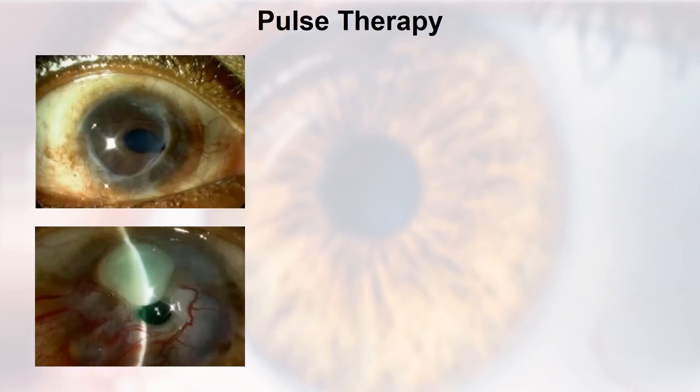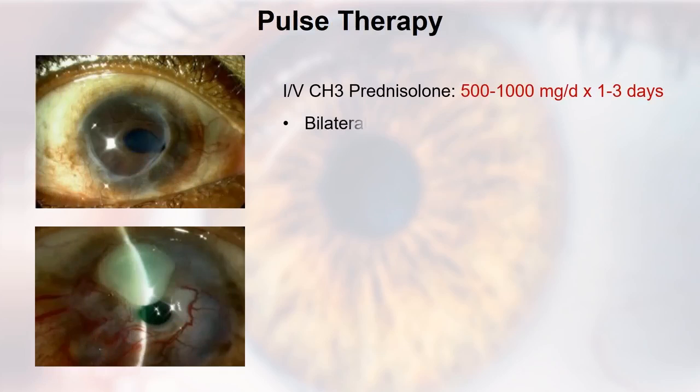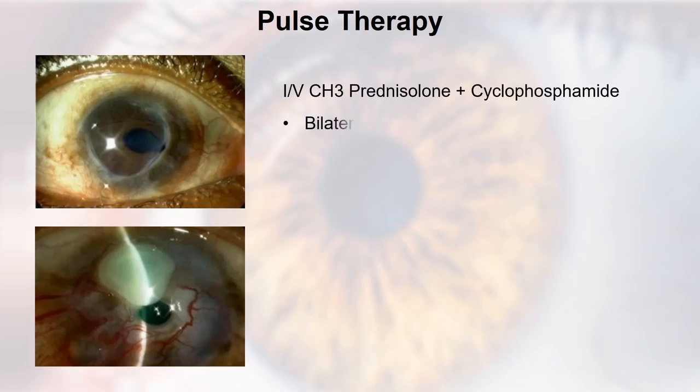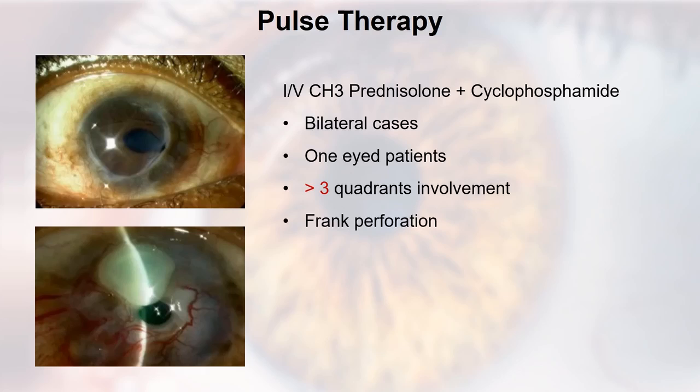Pulse therapy in the form of IV methylprednisolone again is given in bilateral cases where there's more extensive involvement, more than 3 quadrants with more than 50% stromal lysis. And you can combine this methylprednisolone with cyclophosphamide in bilateral cases, one-eyed patients and more than 3 quadrants involvement, such as shown here with a descemetocele, and which is impending perforation.